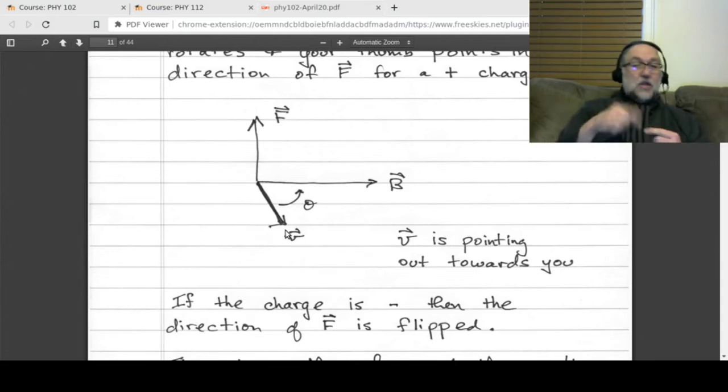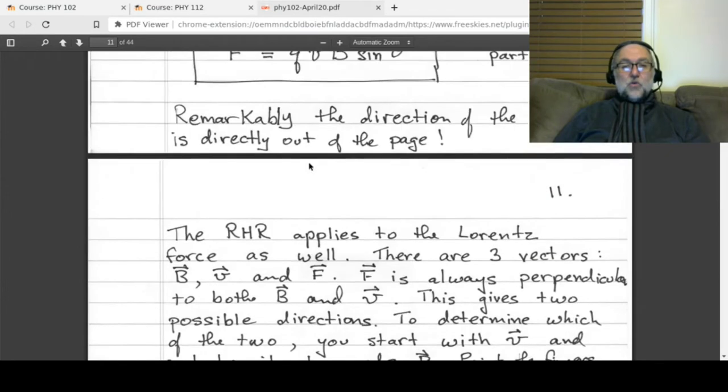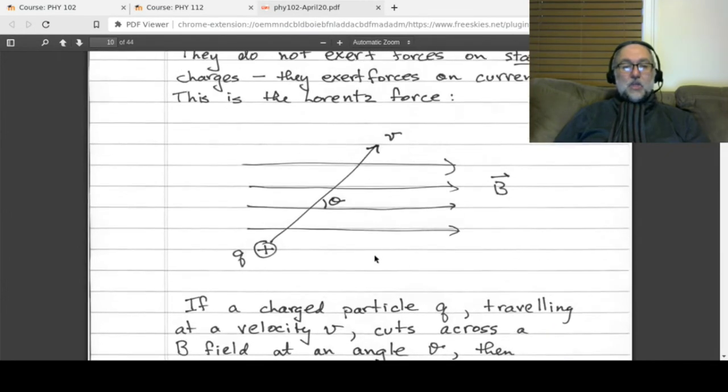If it's a negative charge, then you've got to do one other thing. You've got to change the direction. It would be in the opposite direction. I think I might have gotten it wrong up above. I think I said the force was directly out of the page. Actually, it's into the page here.